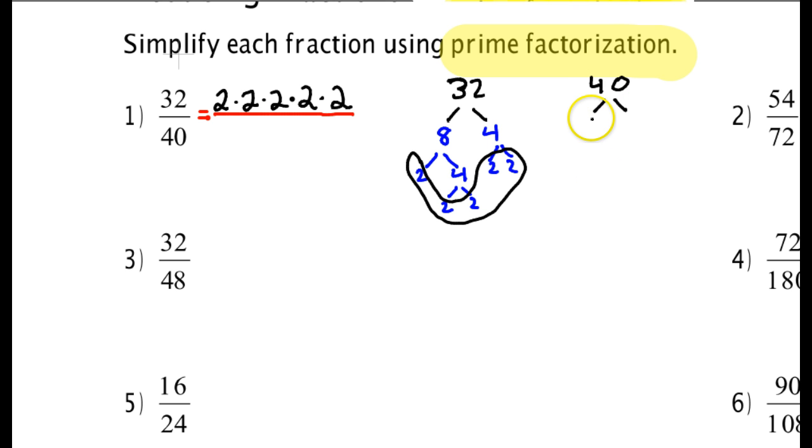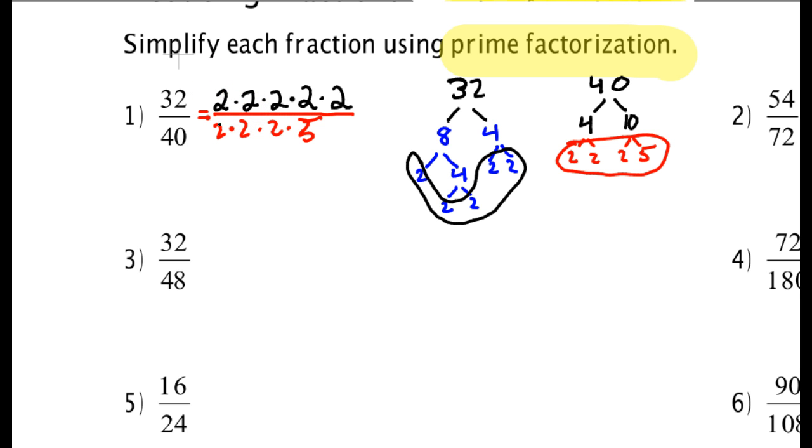40 will be very similar. What does 40 factor to? What are some factors of 40? Yeah, 4 and 10. 4, once again, is 2 and 2. 10 is 2 and 5. So here we go. 2 times 2 times 2 times 5.